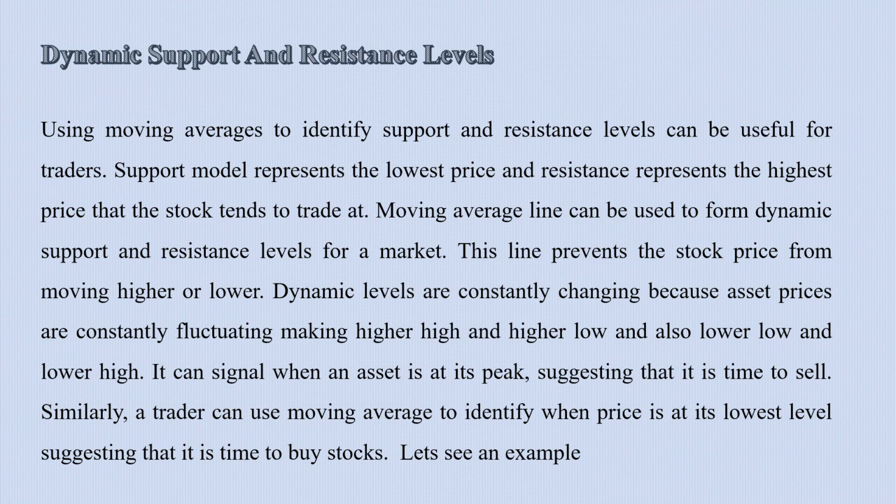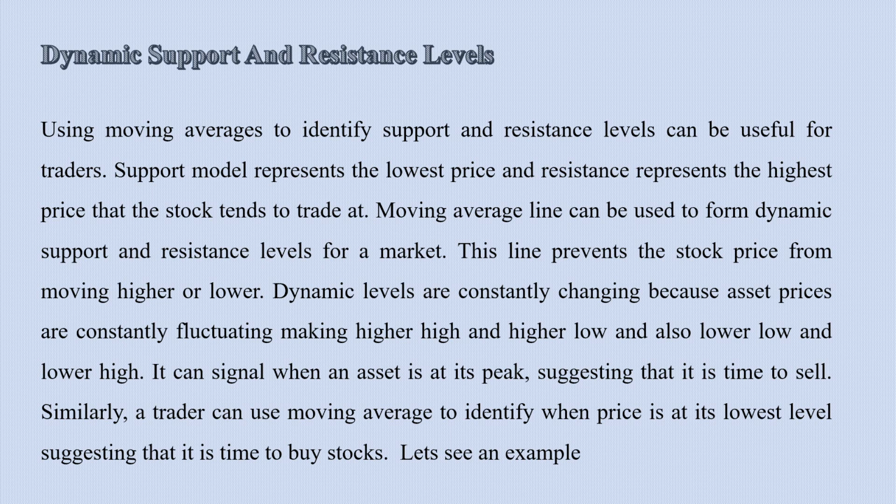Using moving averages to identify support and resistance levels can be useful for traders. Support represents the lowest price and resistance represents the highest price that the stock tends to trade at. A moving average line can be used to form dynamic support and resistance levels for a market. This line prevents the stock price from moving higher or lower.